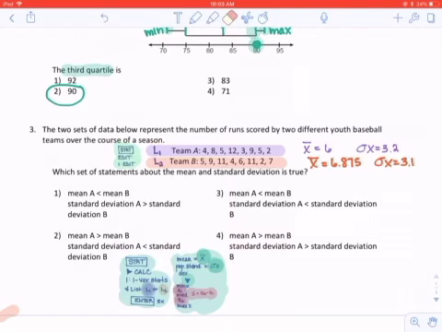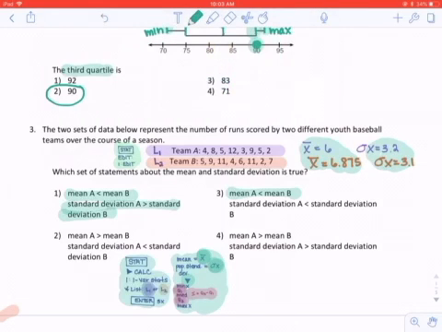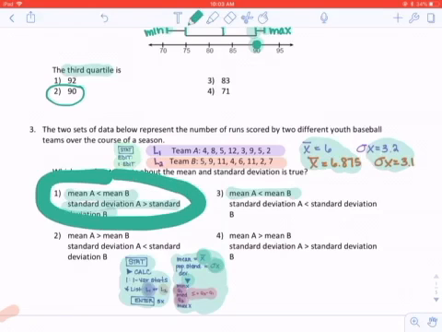So, we want to look for the appropriate answers. And it looks like to us, if we're looking at the mean, Team A is less than Team B, here and here. And if we're looking at the standard deviation, Team A is greater than Team B, which is represented here. So our answer is Choice 1.